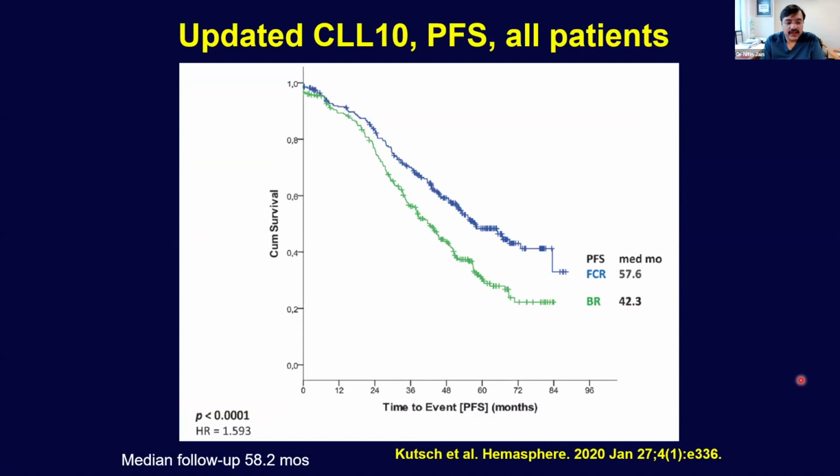And they recently updated this data, a longer follow-up, which again, pretty much the data is consistent that the patients who received FCR did better than patients who received bendamustine rituximab. So certainly, I think this trial established that for the young fit patients, if you have a choice of chemotherapy, or if you want to do chemotherapy, FCR would be the way to go.